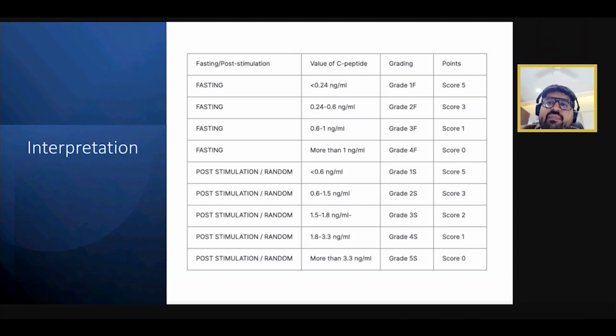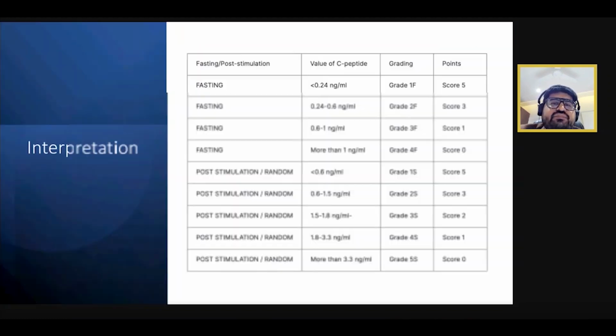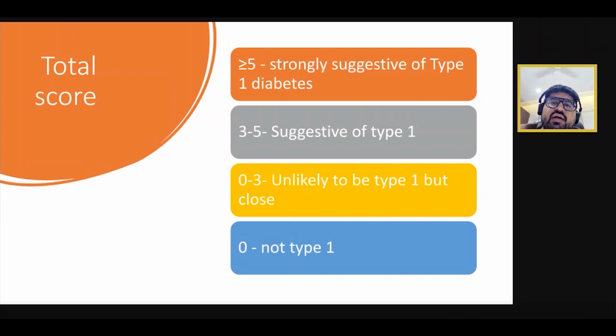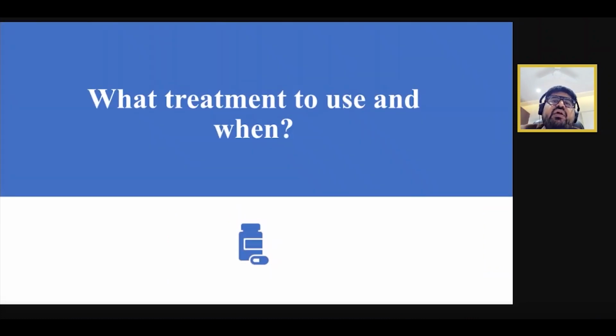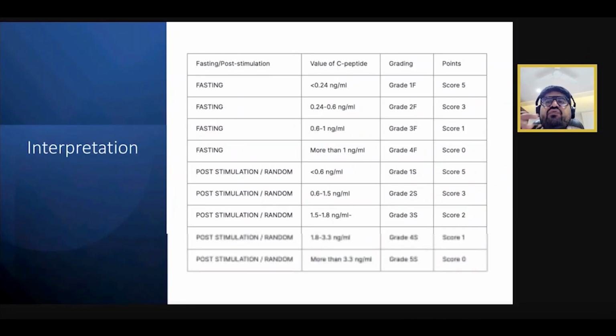Remember, unfortunately I'm misclassifying in my own way. Basically, you have beta cell dysfunction, right? So this is what it is. If you have a score of more than 5, the patient has beta cell dysfunction, and this patient requires insulin. Okay, going ahead. Now the importance comes of what treatment to use.